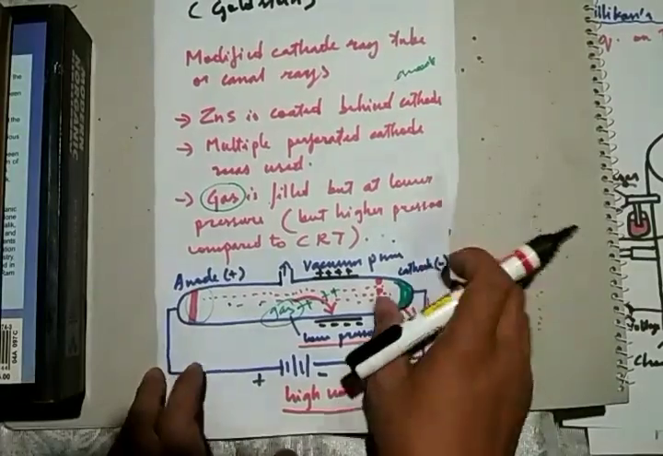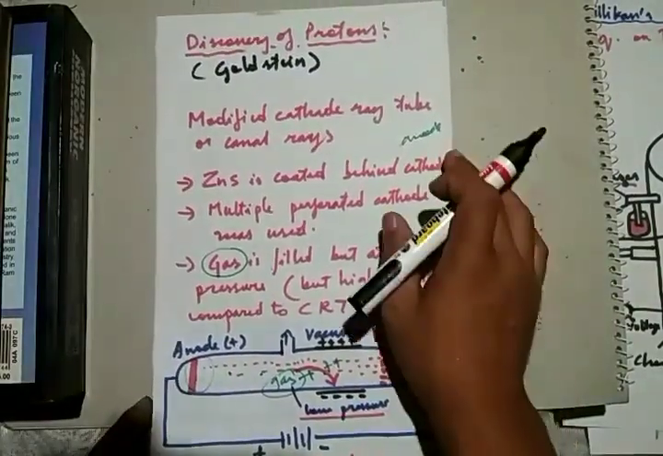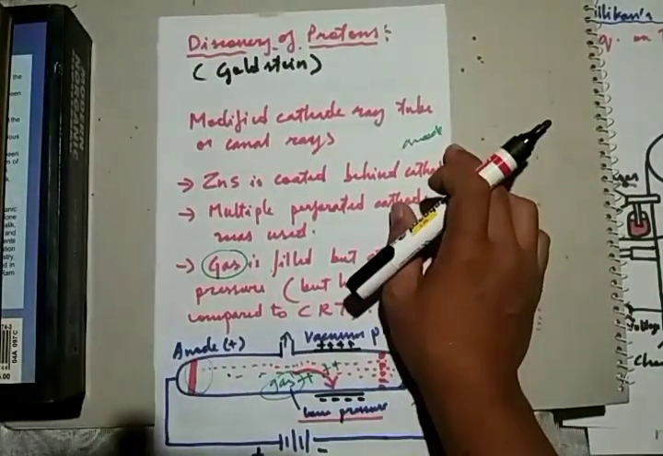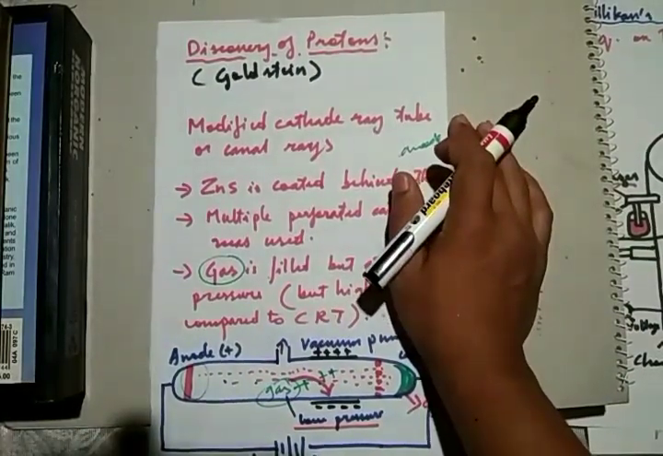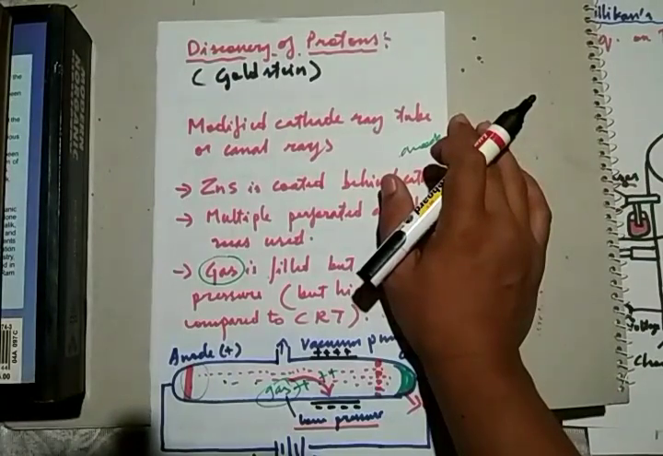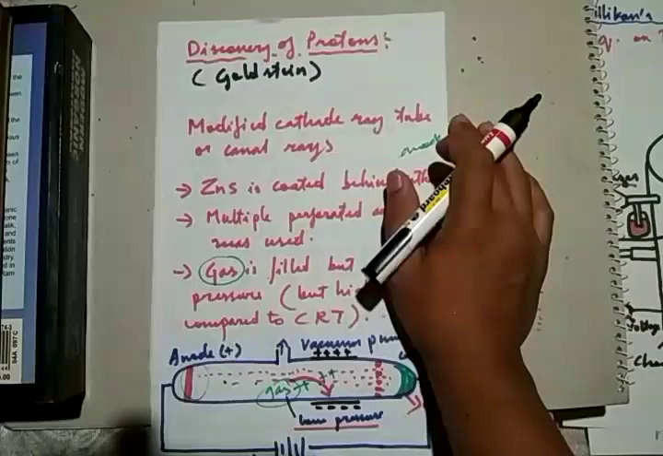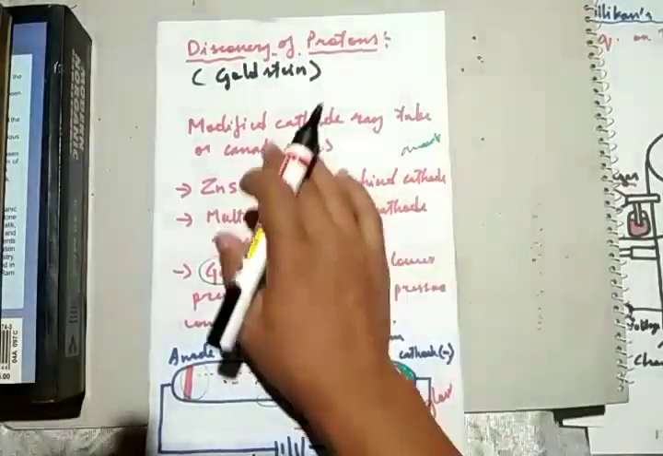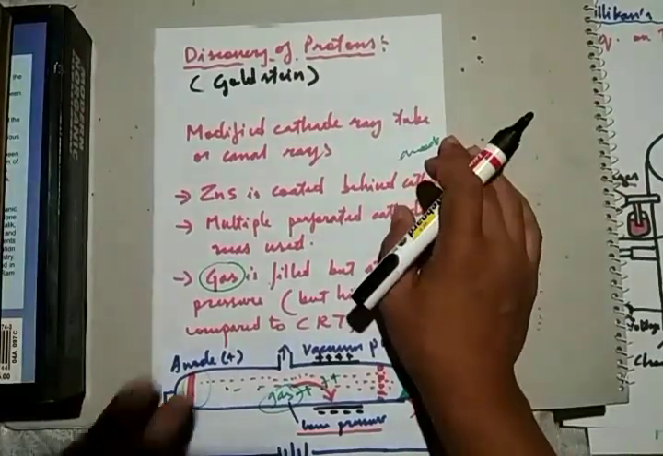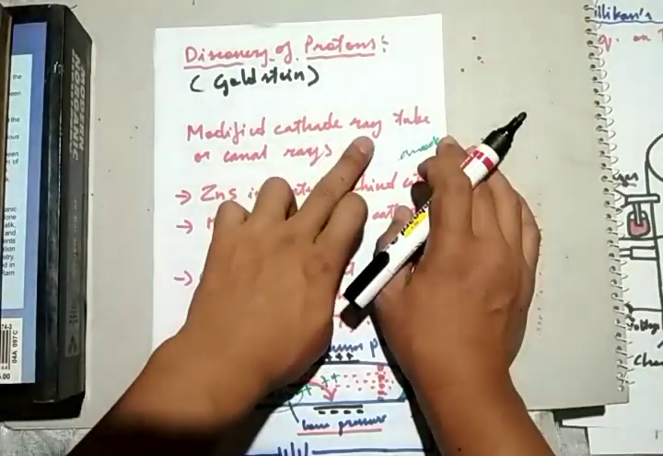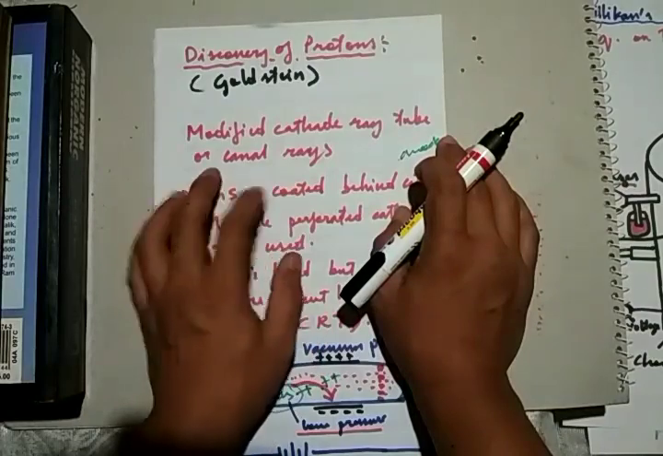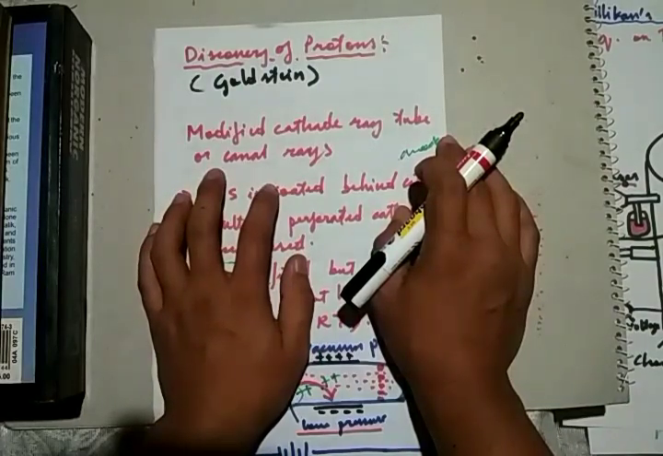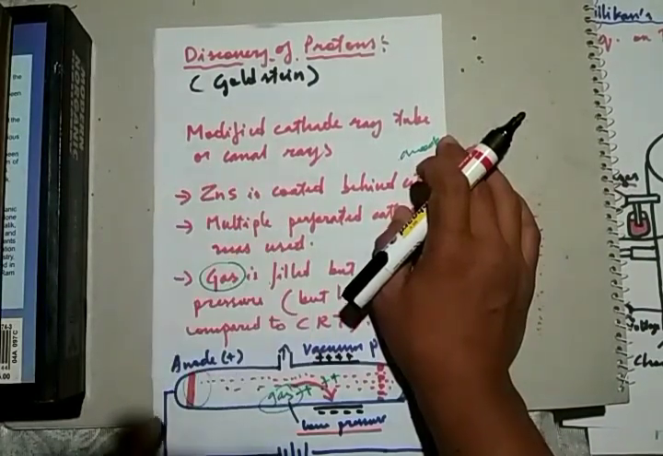Next will be the discovery of the proton. Since electrons are negative charge, scientists believed that there must be positive charge. So Goldstein, a scientist, carried out his experiment on a modified cathode ray tube, or canal rays. This cathode ray tube is also known as canal rays.